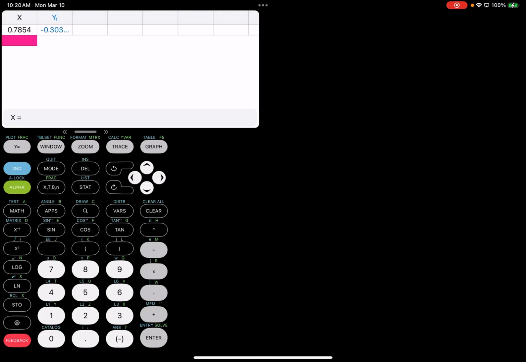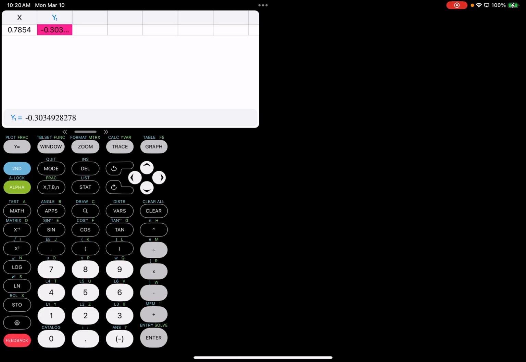If you knew it was pi over 4, good for you. But 0.75, let's just pretend that most people didn't know that. But if you did know that, good for you. All right. What do we get there for the Y value? You need to highlight the Y value to see all the decimals. Otherwise, it's going to round it.